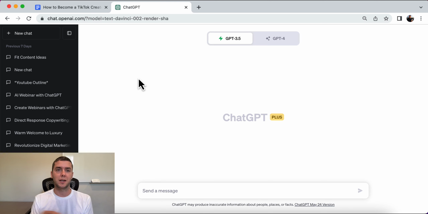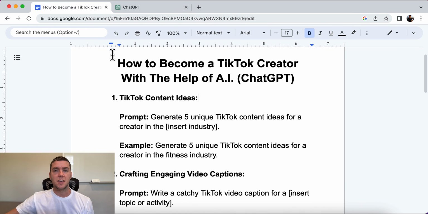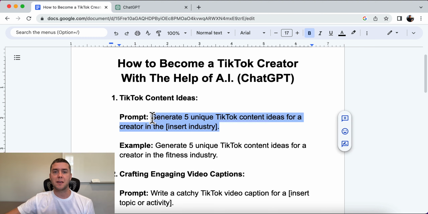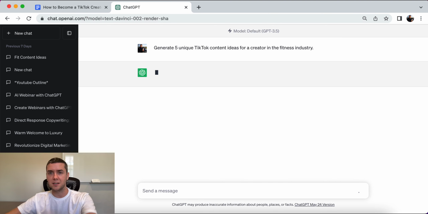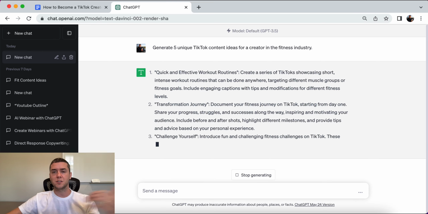All right, so the first one is this: coming up with TikTok content ideas, right? This is the lifeblood of TikTok. You need ideas, you need engaging ideas to get people to watch your videos and engage and interact with you. All right, so the prompt is this: generate 5 unique TikTok content ideas for a creator in the insert your industry. So the example we're gonna be using is the fitness industry. All right, I want ideas to create TikTok videos in the fitness industry.